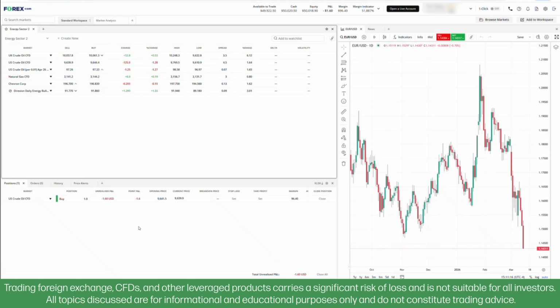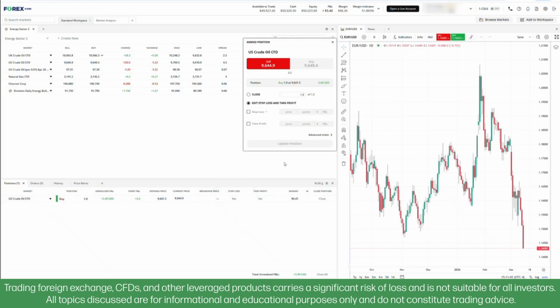And at the bottom left-hand side of your platform, you will see the information concerning your position. It gives you your contract size, your unrealized profit or loss, the price at which you entered the position, along with the current market price. To the right-hand side of that, you see a stop loss and take profit section. If you click on set, this will give you the ability to place protective orders via stop loss or take profit.